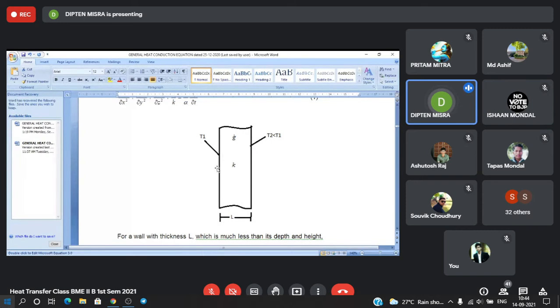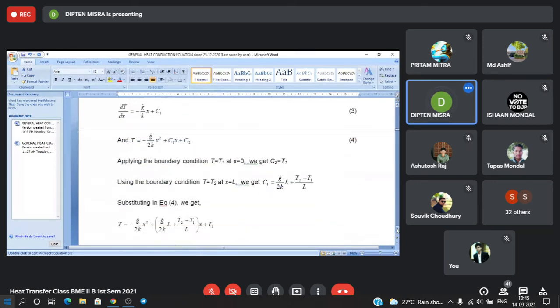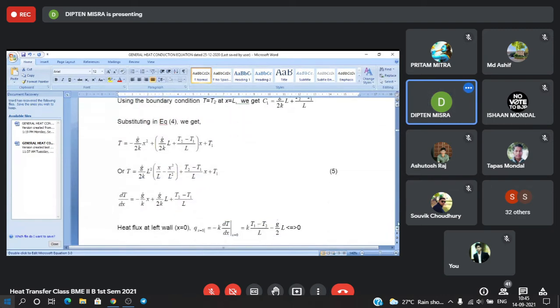That is, the heat coming inside through the left wall and the heat going out through the right wall will be the same if the heat flow is one dimensional and if there is no accumulation of energy, that is, if there is no unsteady heat conduction situation. If the heat conduction is steady state and if there is only one directional heat flow, then the heat coming in through x equal to 0 has to be equal to the heat going out through x equal to L.